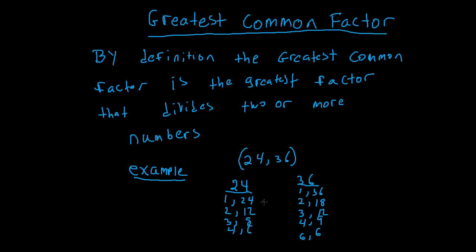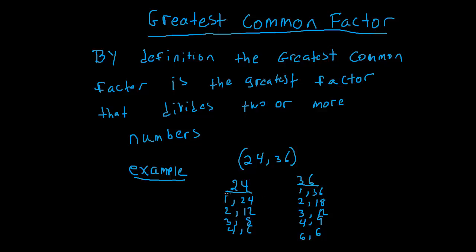As you can see here, I wrote all the factors of 24. I started from the least to the greatest. Obviously, I'm not going to write 6 times 4 because 4 times 6 is the same thing. So these are the smallest factors, and these are larger factors. So these are all the factors of 24 and all the factors of 36.